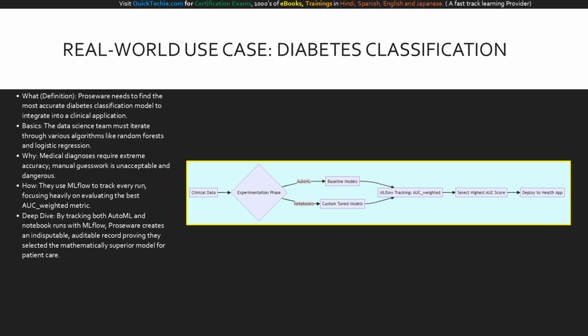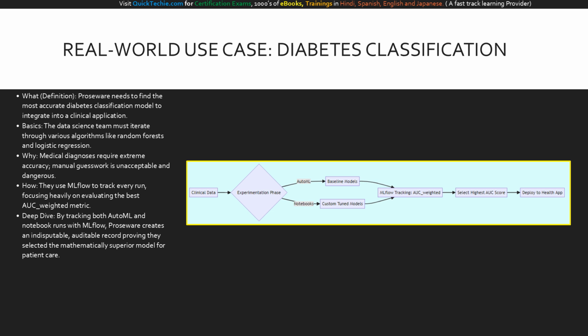Then, they dive into their Jupyter notebooks, using autologging combined with custom logging to fine-tune specific neural networks. They are specifically targeting and comparing the best AUC-weighted metric to ensure the model distinguishes properly between classes. Because every single trial was tracked by MLflow, the lead engineer can pull up the Azure ML dashboard, definitively prove which model achieved the highest AUC-weighted score, and seamlessly promote that perfectly documented model into their life-saving production application.